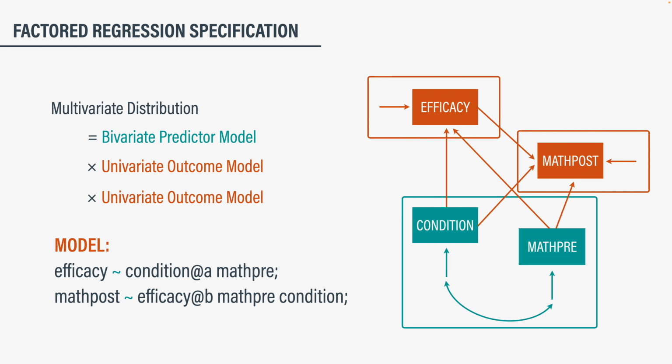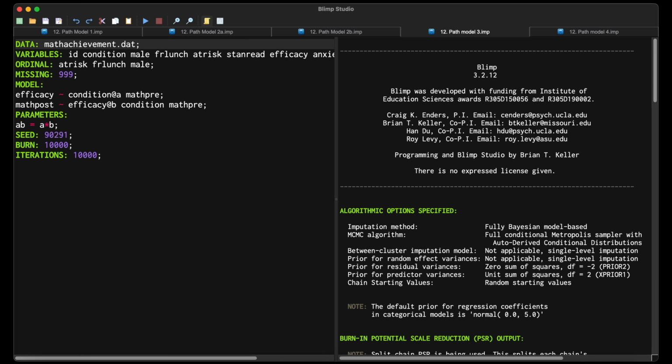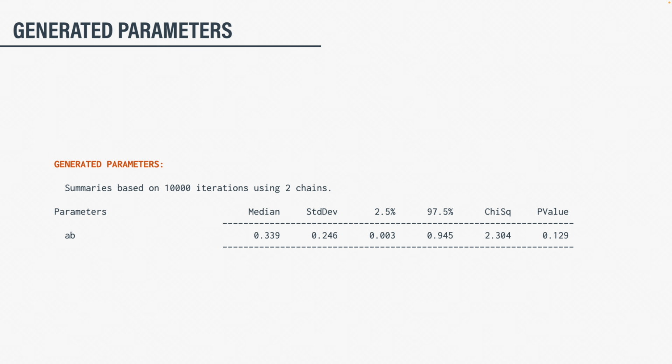Things have changed a little bit because now we have two exogenous manifest variables, and those are going to share a bivariate distribution, and then the efficacy and math post-test variables are both univariate outcome models. Again, they could have their own distribution separate from the predictor distribution. The generated parameters table has our mediated effect now that we've controlled for pretest scores. And again, we want to ignore the Sobel test and pay attention to the 95% interval.